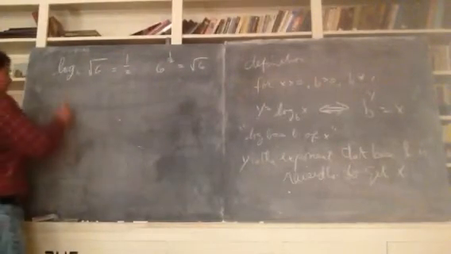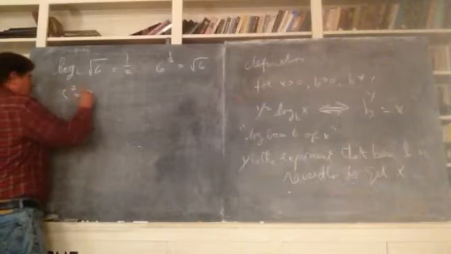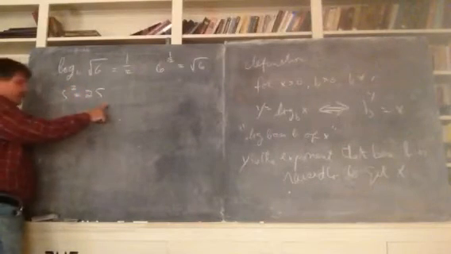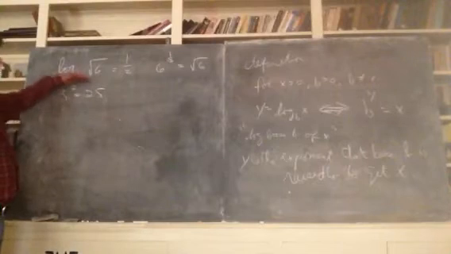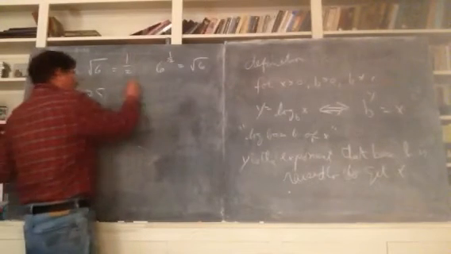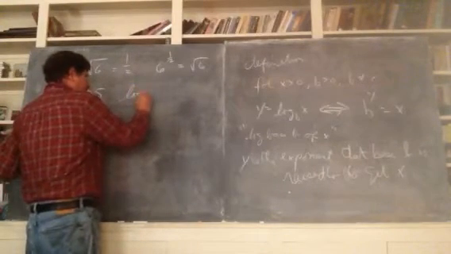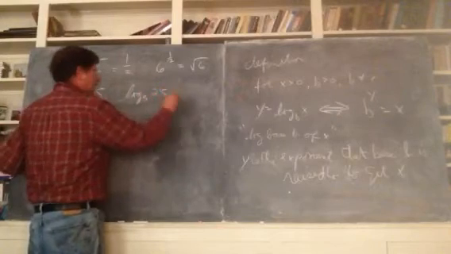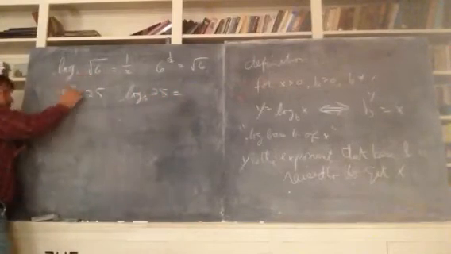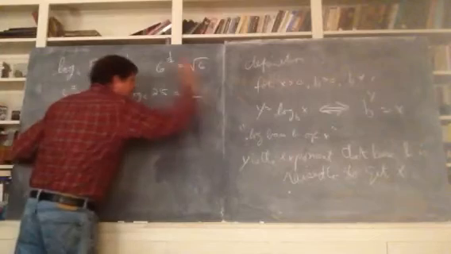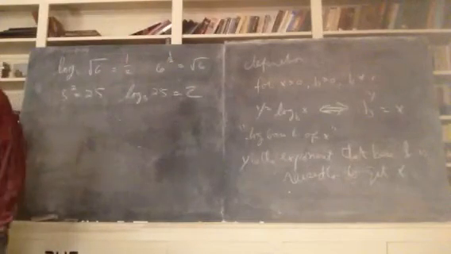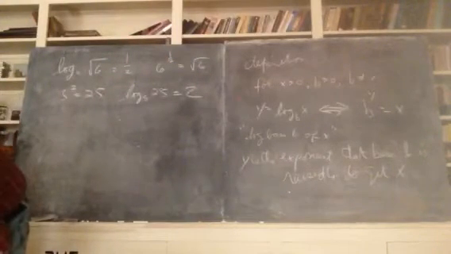5 squared is 25. Now I have it in exponential form. That's an exponential equation. I want to put it in a logarithmic equation. Log base 5 of 25 is 2. A logarithm is an exponent. And so that's converting back and forth.